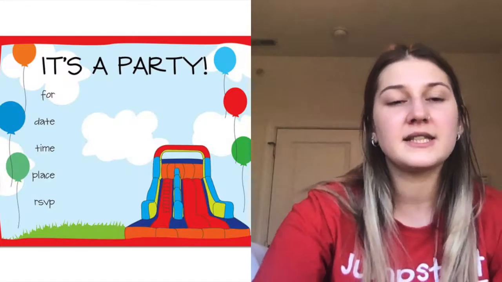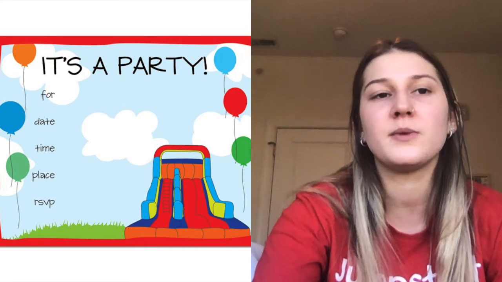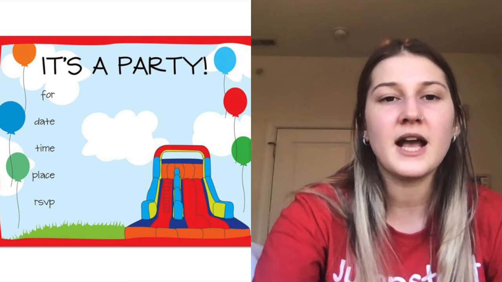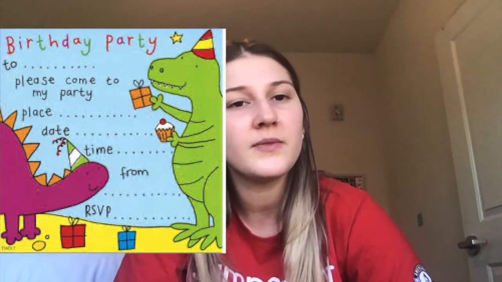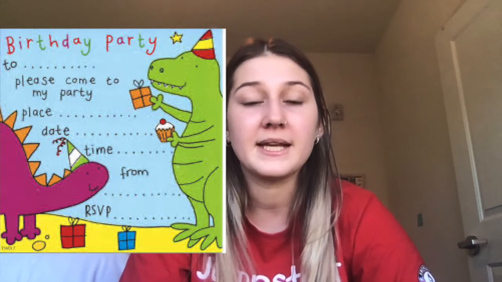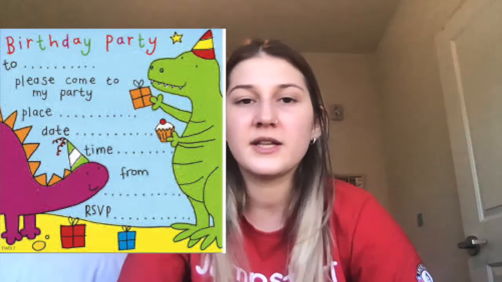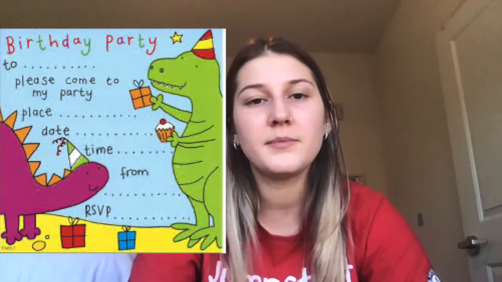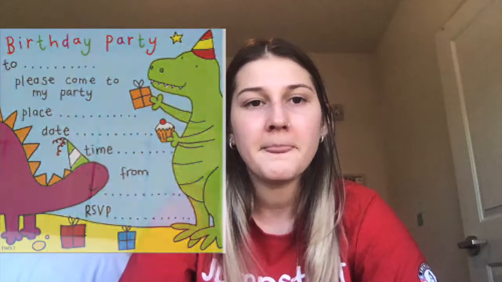So we have one that says for the date, time, place, and RSVP, which means they need to make sure that they tell the person that they're going to be going to the party. This next one, we have some dinosaurs. So it says to, and it lets you fill in who it is to. It says, please come to my party. It gives you a place, a date, the time, and who it's from. And it also has an RSVP to tell you when you have to let them know if you're going or not. And the last one, friends, is for a birthday party.